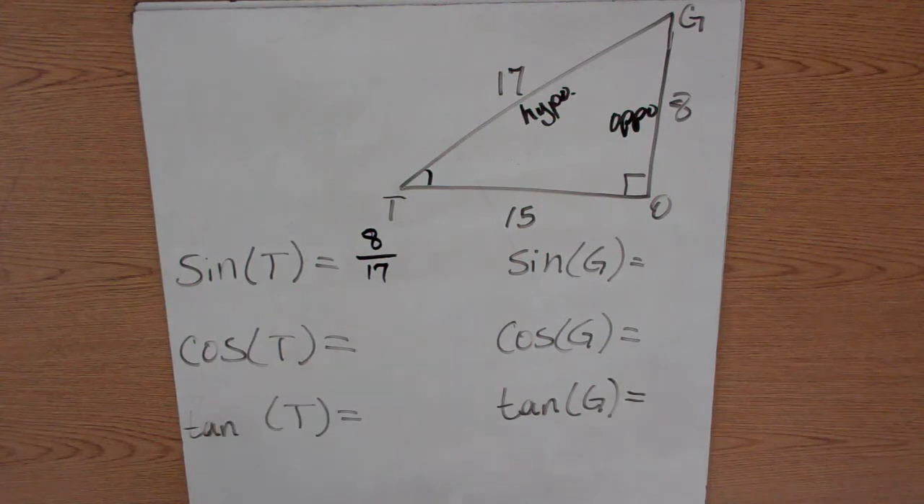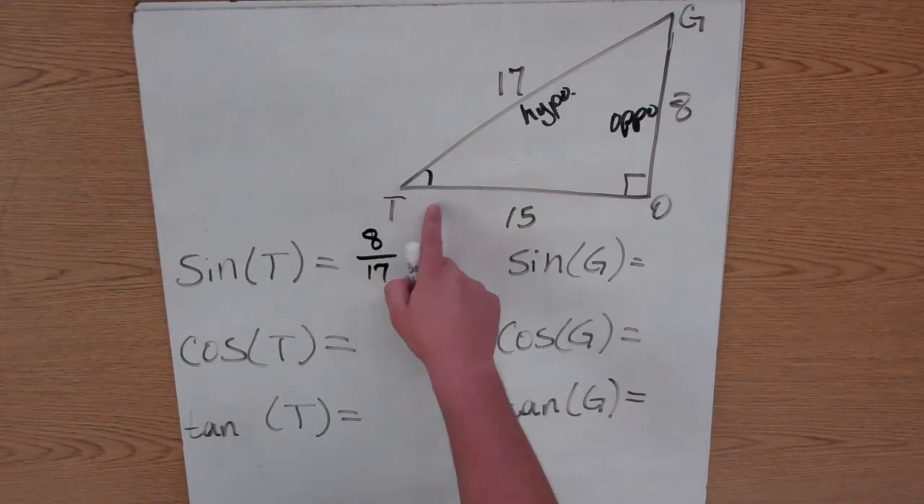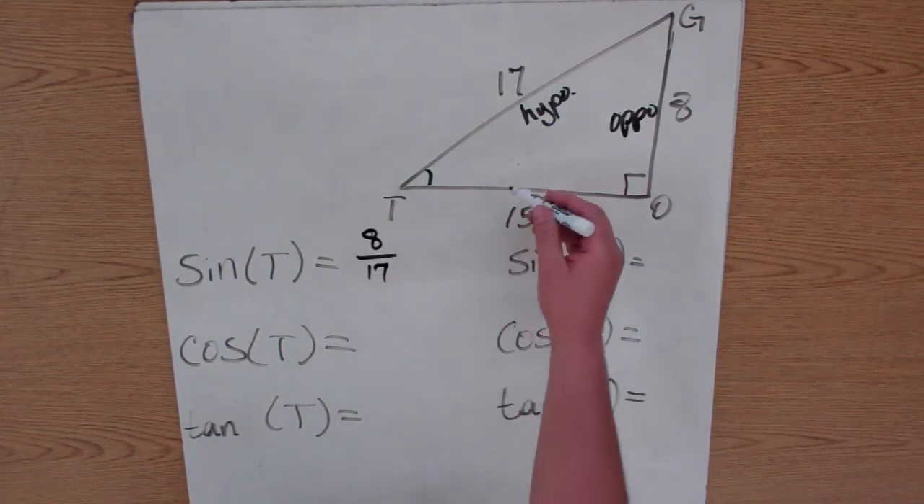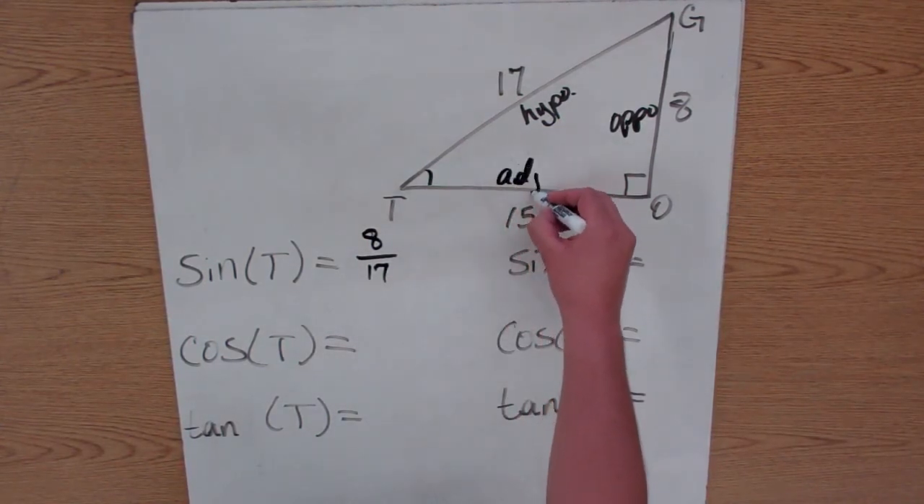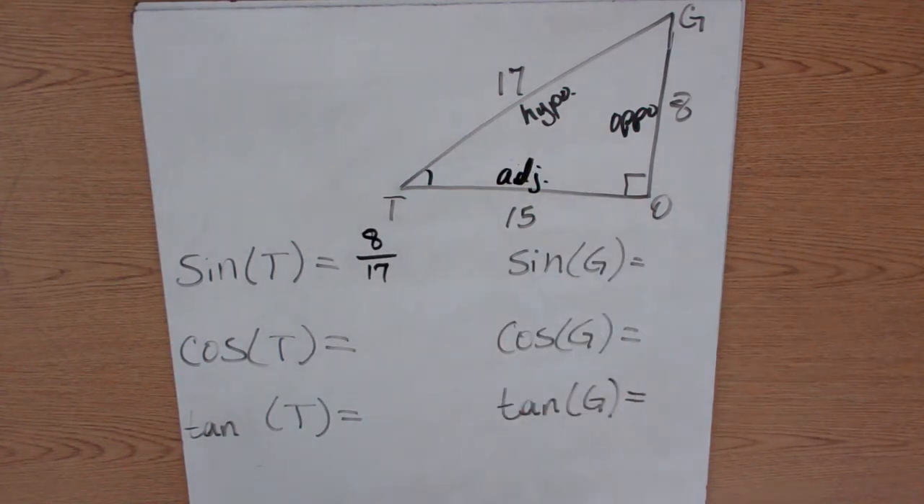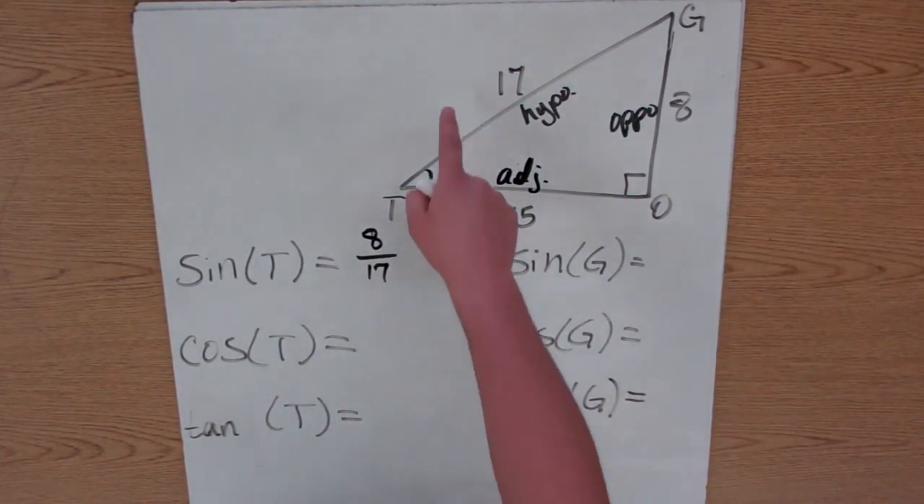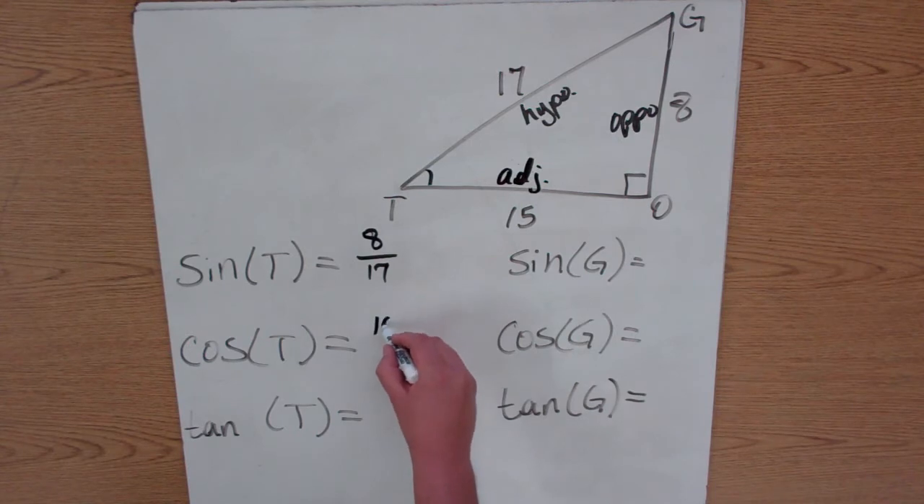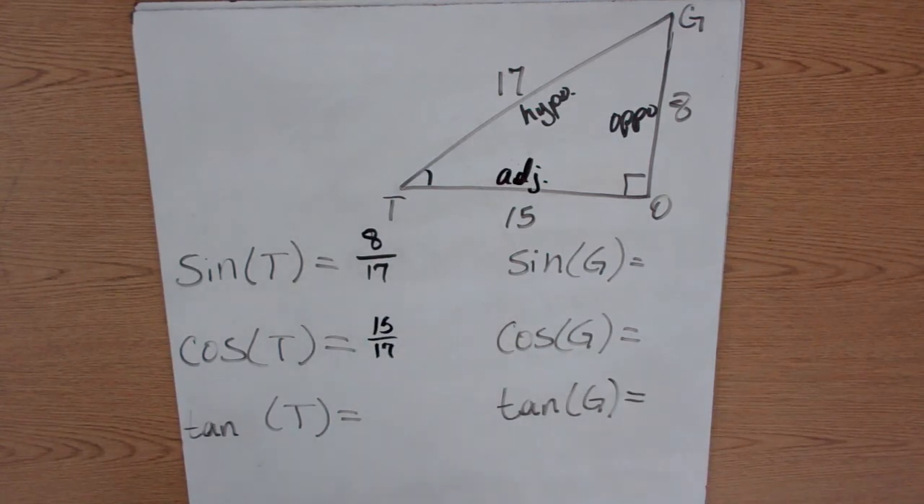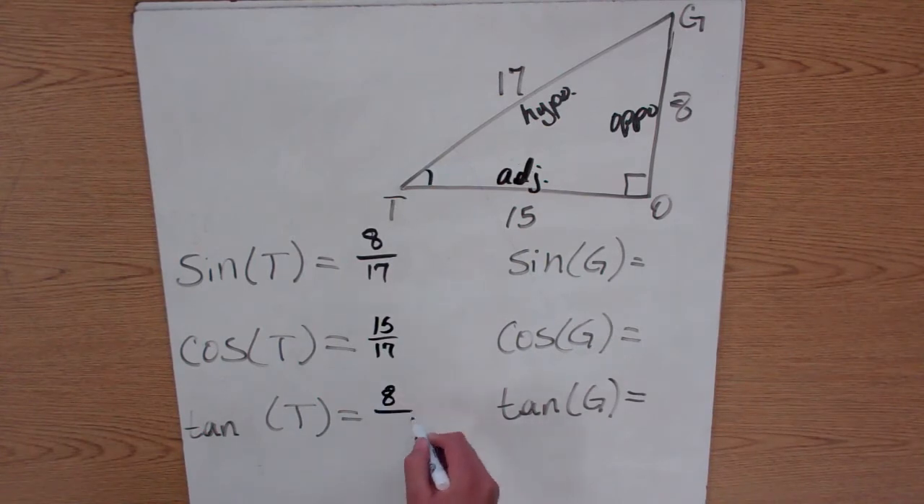Now let's look at cosine. We know cosine was adjacent over hypotenuse. For the adjacent side, we go to t and find the side next to it. That would be this side. So this is the adjacent side. So cosine is adjacent over hypotenuse, or 15 over 17. And now tangent is opposite over adjacent. We already know that the 8 is the opposite side, and the 15 is the adjacent side.